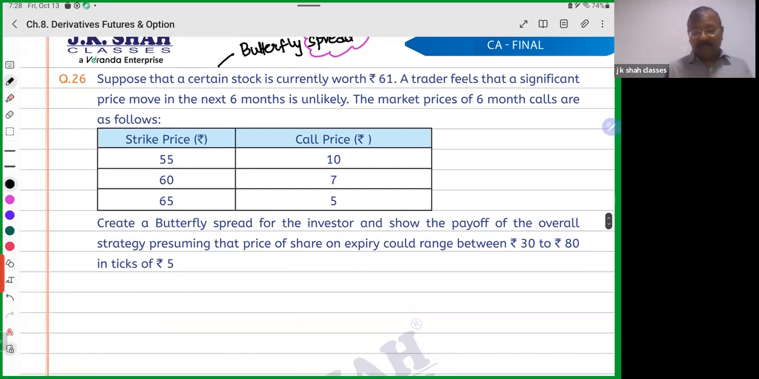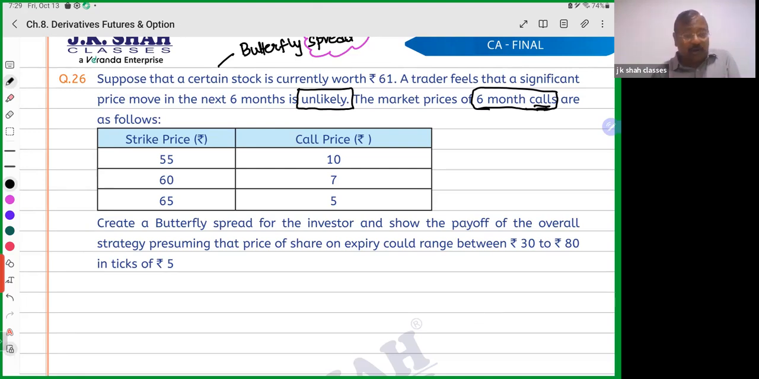Suppose that a certain stock is currently worth 61. This is the current market price of the stock. A trader feels that a significant price move in the next 6 months is unlikely, which means the stock is going to be range bound. Unlikely, right? Okay. The market prices of 6-month calls are as follows. Now you see they are giving information about 6-month calls. It's all calls.